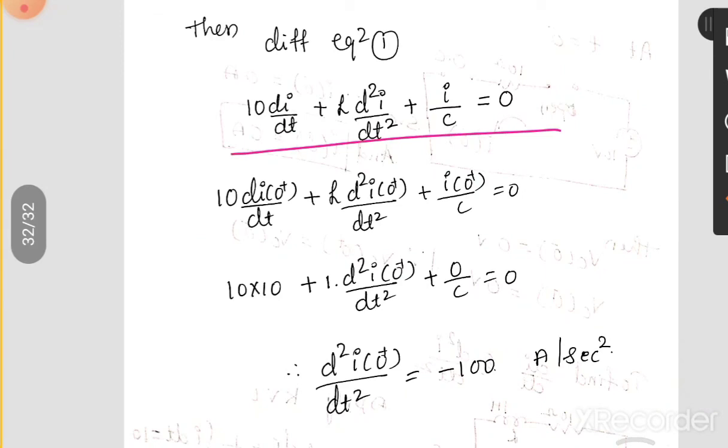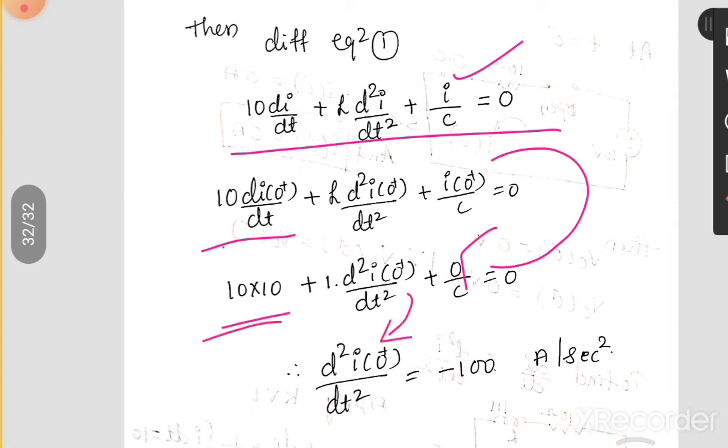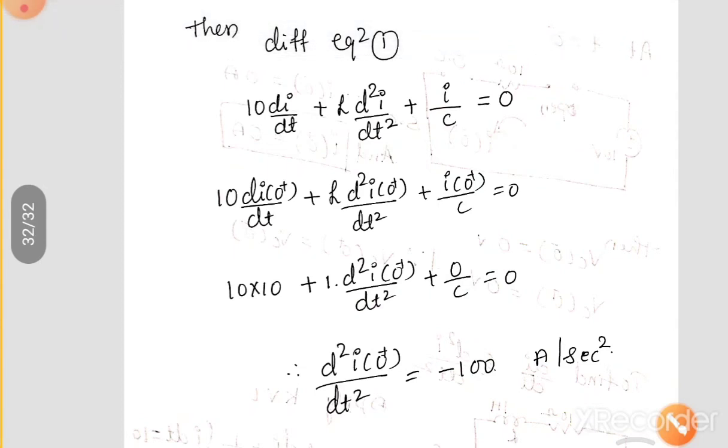Now substitute all the values. 10 di by dt plus L into d square I by dt square plus I, where I of 0 plus is 0. Now 10 into di by dt, which was 10 ampere per second, so substitute that value and calculate d square I by dt square. It is 10 into 10, which is 100. Sending 100 to this side, it will be minus 100 ampere per second square.